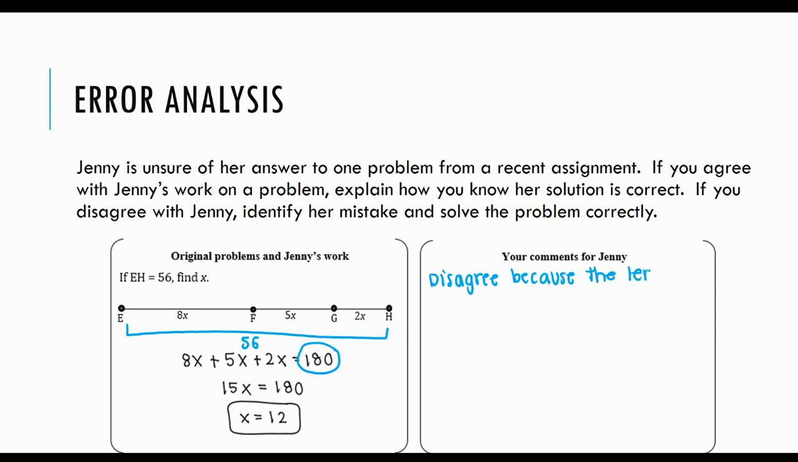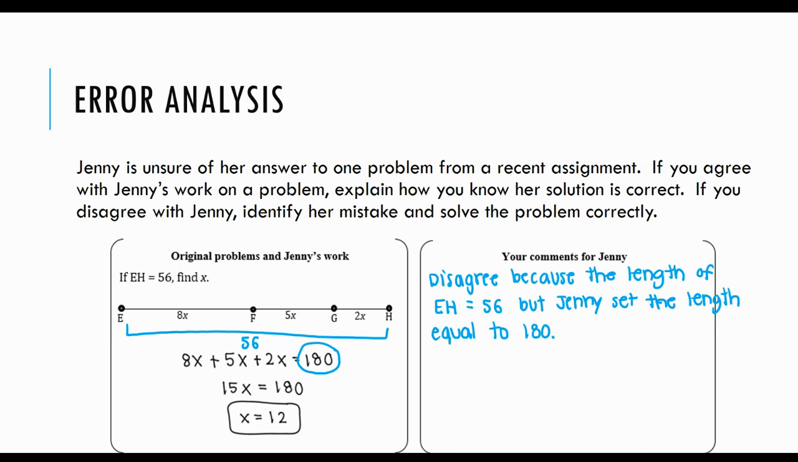because the length of EH is 56, but Jenny set the length equal to 180. So just be careful. We are not talking about straight angles here. We're talking about segments. So that's why 180, if she was thinking degrees, wouldn't work in this case.